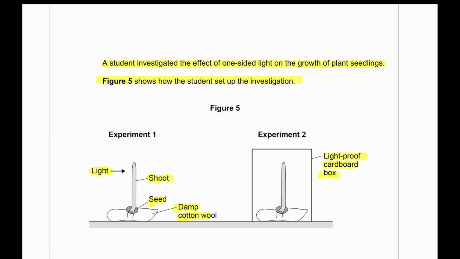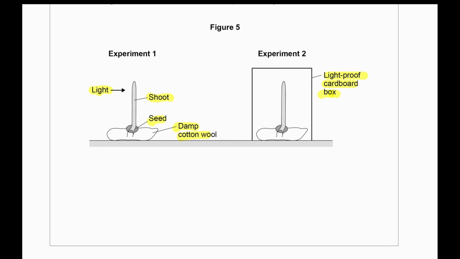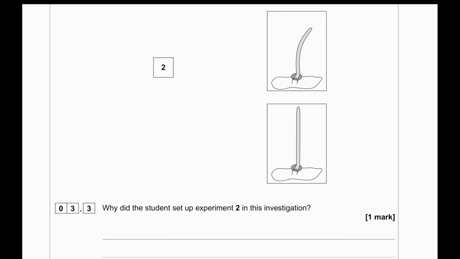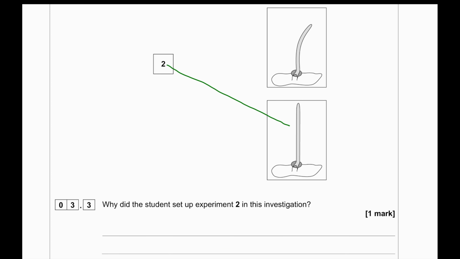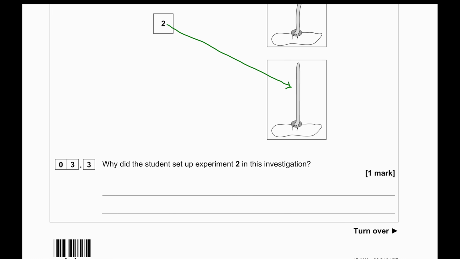Seedling 1 would grow towards the left because it is exposed to light from one direction. Whereas seedling 2 would grow straight, but it would be longer because it is trying to reach light, but since it doesn't have a stimulation, it just keeps on growing against gravity.